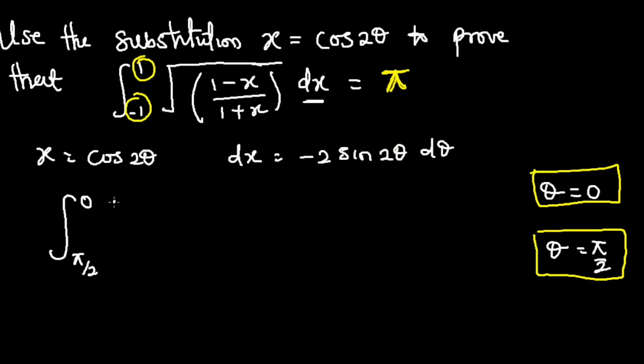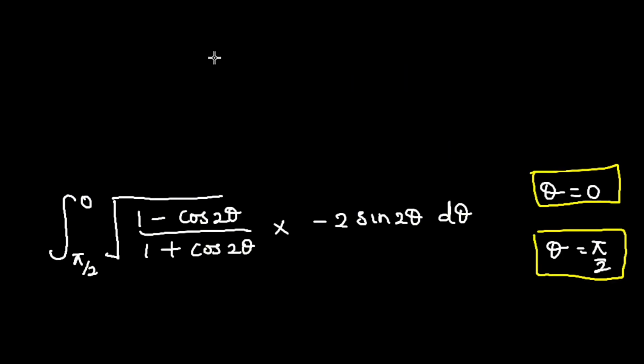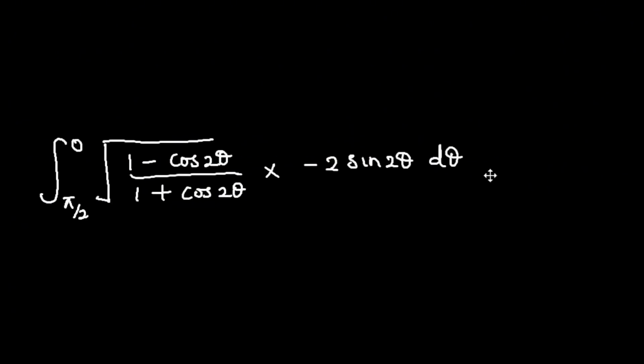Which means that my question can be written properly like this: the integral from pi over 2 to 0 of the root of (1 minus cos 2 theta) over (1 plus cos 2 theta), times my dx, which is now -2 sine 2 theta d theta. So this is exactly what we want to show, that it's equal to what we are trying to get. So I'll start from there, so we can get whatever we want to get. This is what we want to solve now.